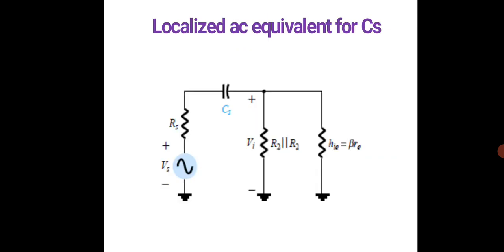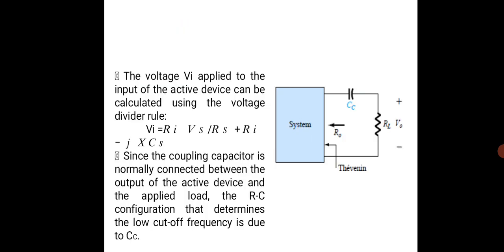This is a localized AC equivalent for CS. I have this Vi where the current flows with R1 parallel to R2. This is actually the hie, which can be given as beta re. This is an AC equivalent for the capacitor which is connected at the source. The voltage Vi is applied to the input of the active device, which can be calculated using the voltage divider rule.